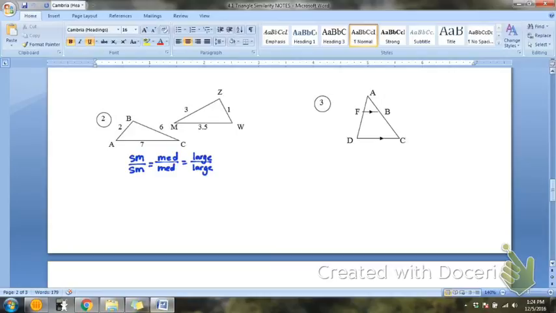So we have 1/2, 1/3, 3 over 6, and 3.5 over 7. Well, 1/2 is already reduced. 3 over 6 reduces to what? 1/2. Divide them each by 3. Now 3.5 over 7.